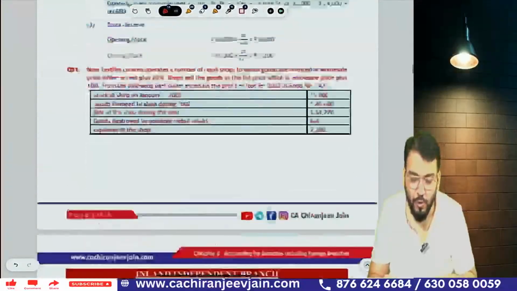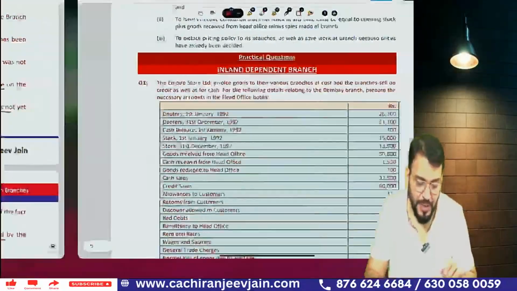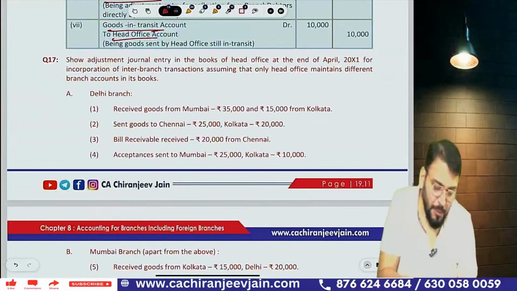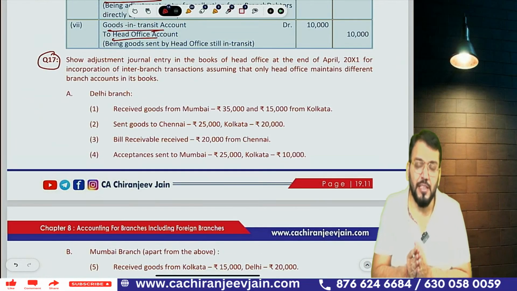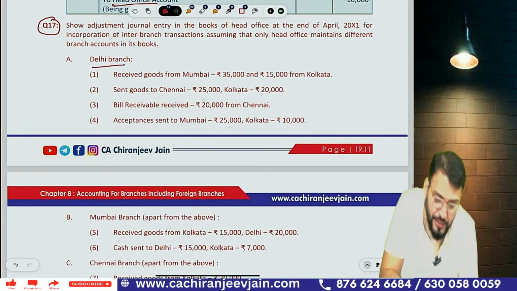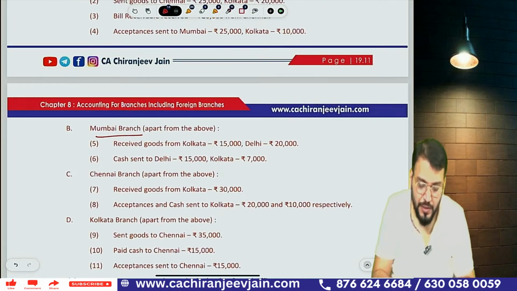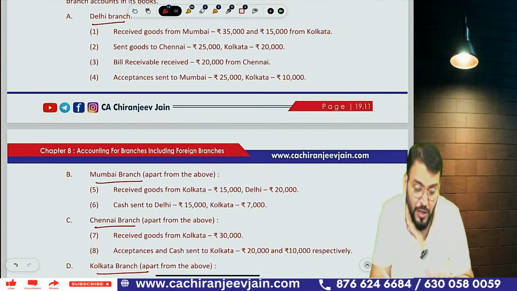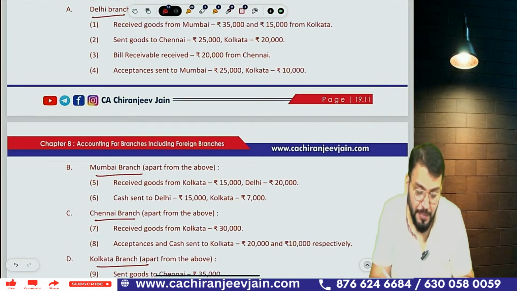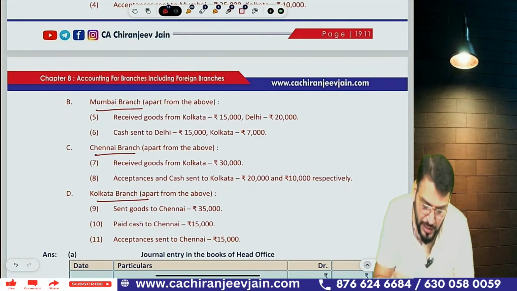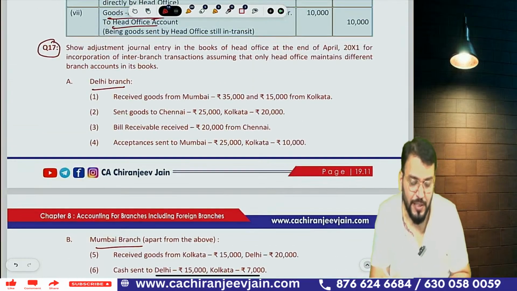Now we'll come to one more question that is also important from the examination point of view. In this, there will be n number of branches. Suppose in this question you can see Delhi branch, Mumbai branch, Chennai branch, Kolkata branch. So there are four branches. It can be more than that. There may be some branch which is not given. You can see there are four branches given in the question.